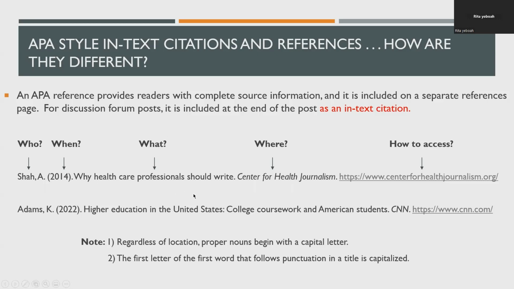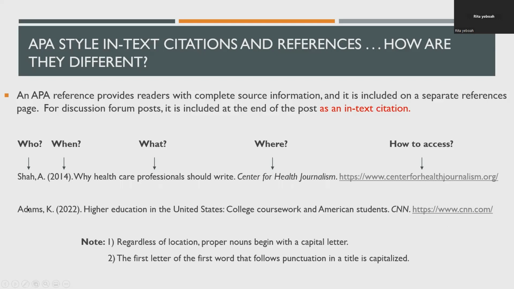Most sources are located within other sources, like they have a place where you can actually find the source. That's why this is labeled where. So this is the source itself, why healthcare professionals should write, and then we can find that in or from the Center for Health Journalism. So that's within their publication or on their website or web page, etc. And then finally, we have a link, which is how to actually access the source.